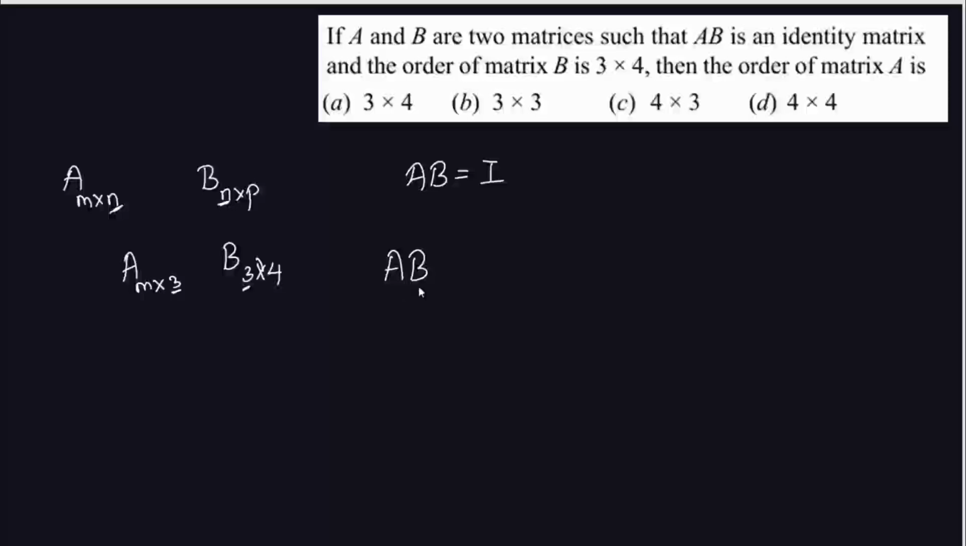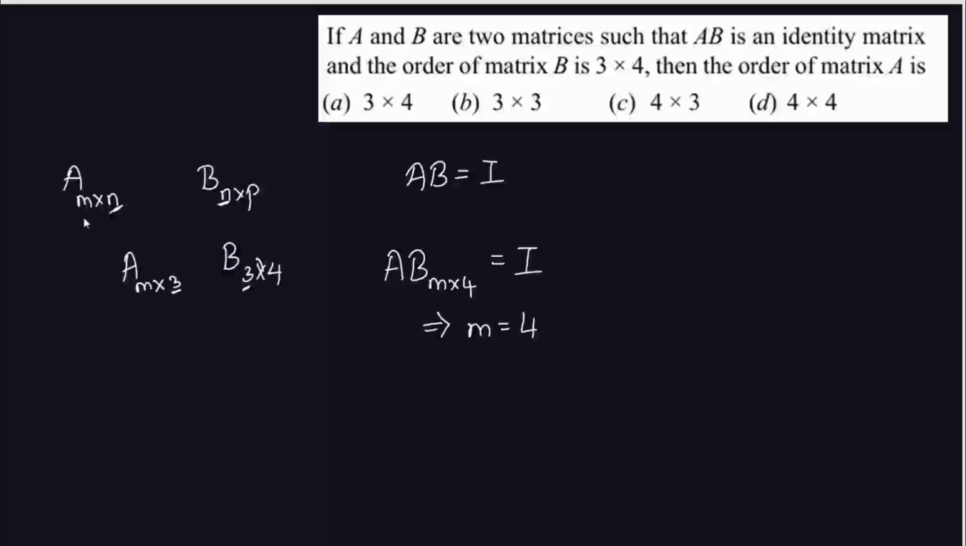What will be the order of this AB? If these two are same, then what are the remaining terms? That will be the order of this multiplicated matrix. That is M cross 4. But what is given? AB is identity matrix. So this is equal to identity matrix now. Identity matrix is always a square matrix. Correct? If this is M cross 4, that means square matrix means what? These both must be equal. Rows and columns must be equal. So from that what I can conclude? I can conclude that M is 4.